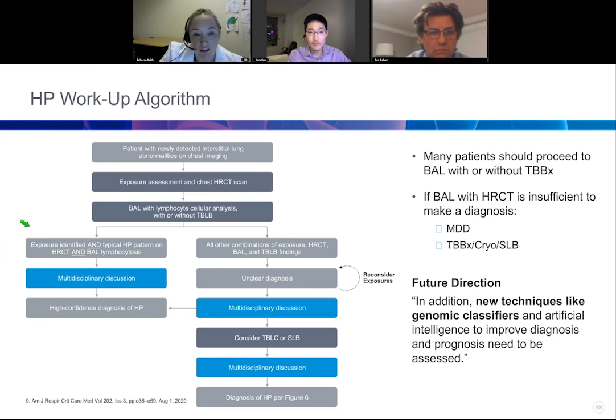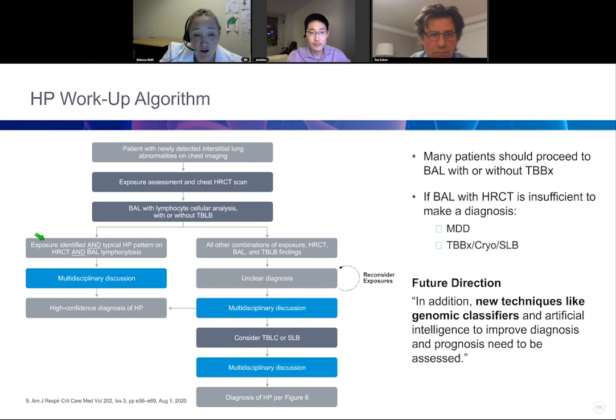So if you have a classic exposure and a typical HP pattern on your high-resolution chest CT, and you have BAL lymphocytosis, you're kind of done. You go and talk about it amongst your pals at your MDD. You may argue a little bit, but this can be a high-confidence diagnosis of HP.